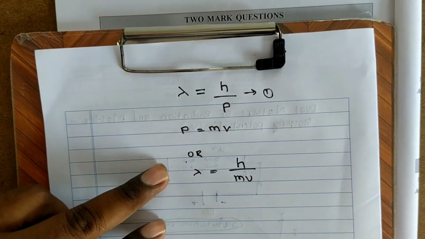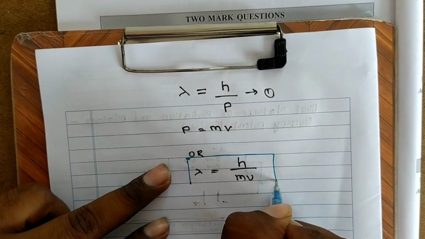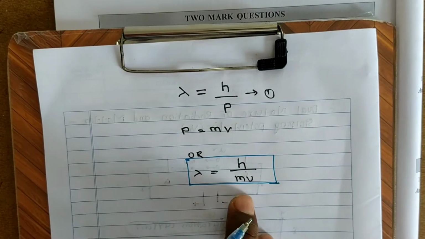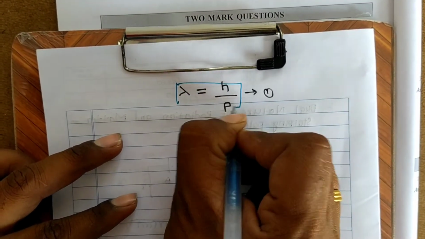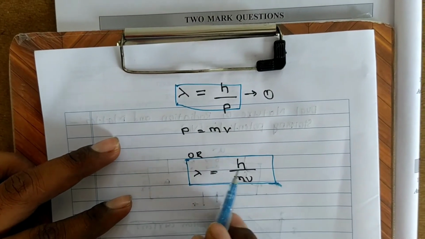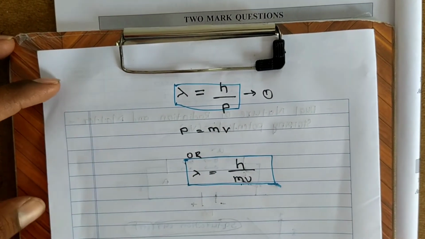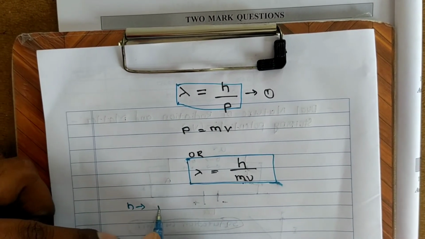We can write this equation in two forms. One is the p form, another is the mv form. Lambda is equal to h divided by p, this is one form. Another is lambda is equal to h divided by mv. Here, what does h indicate? Planck's constant.